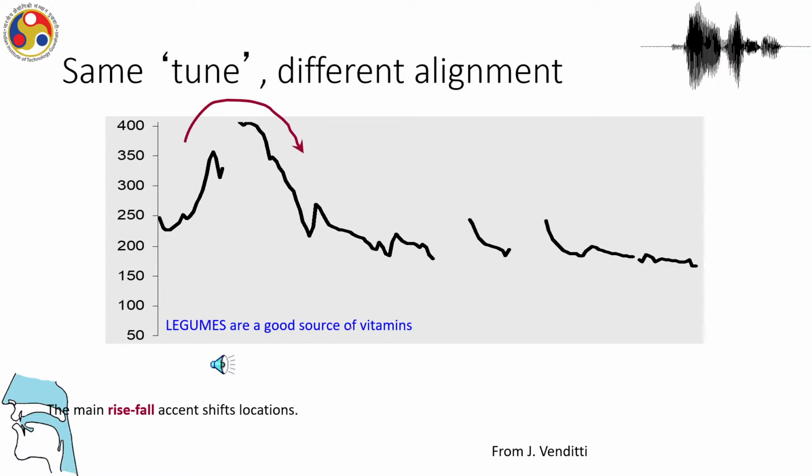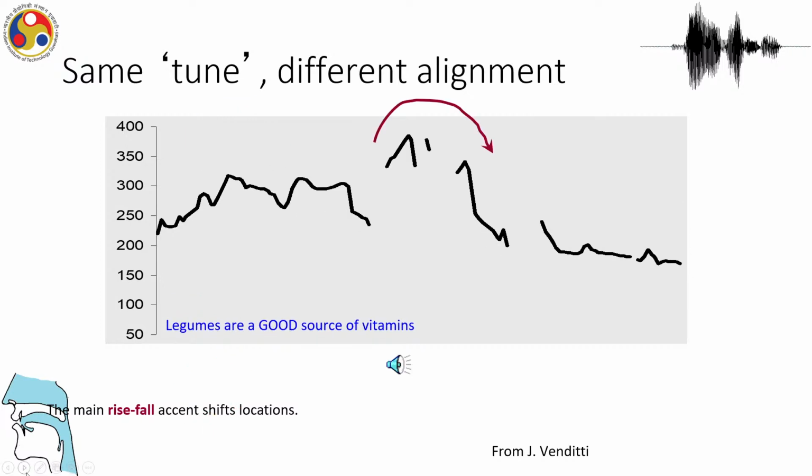And then, unlike "legumes are a good source of vitamins," we can say "legumes are a good source of vitamins," right? Which means legumes are a good source of vitamins, not, for instance, wheat or rice or bread. So instead of bread, legumes are a good source of vitamins. So intonation adds a lot of meaning, and the pitch contour and the tune and the text and the alignment will tell you a lot about the intonation.